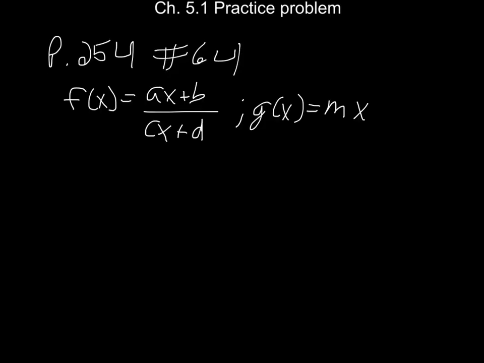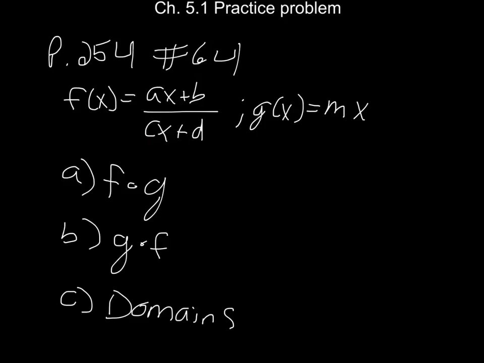So, here's the problem. It gives you f of x is ax plus b over cx plus d, and g of x equals mx. Part A is to find f of g, part B is to find g of f, and C is to find the domains for both of them. So let's start with A.